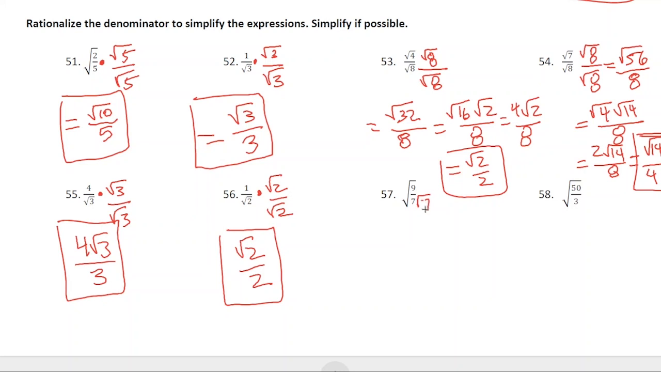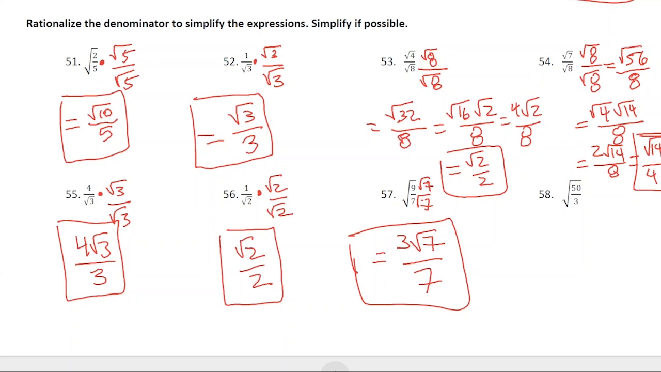57, I'll multiply by root 7 over root 7. Now, square root of 9 is 3, so I'm just going to leave it like that. 3 root 7 over 7. And that's it for that one. Let's get rid of that little stray mark there.